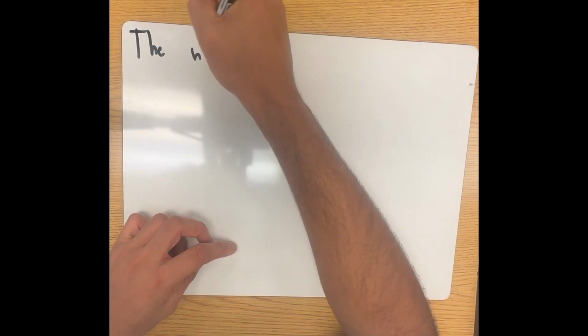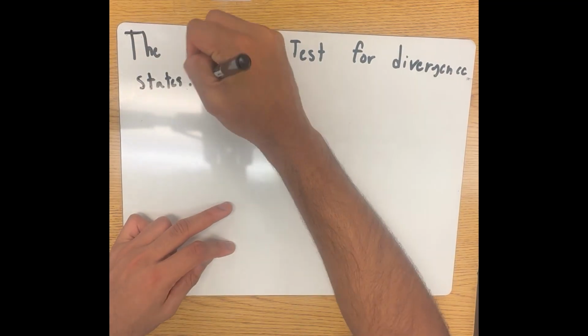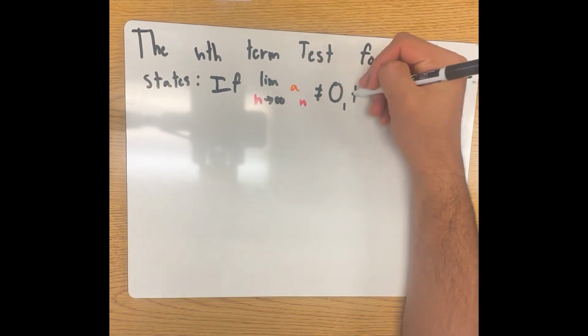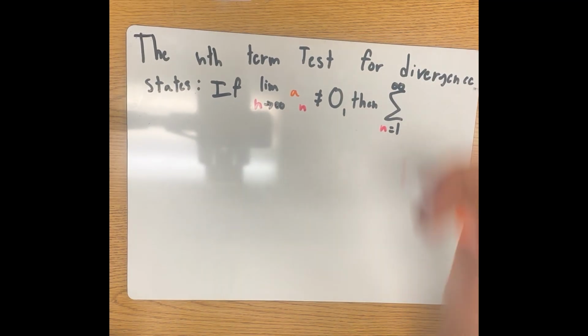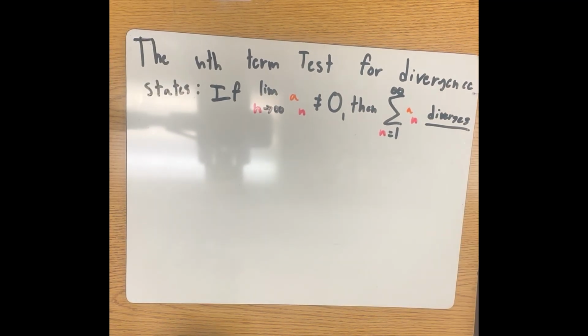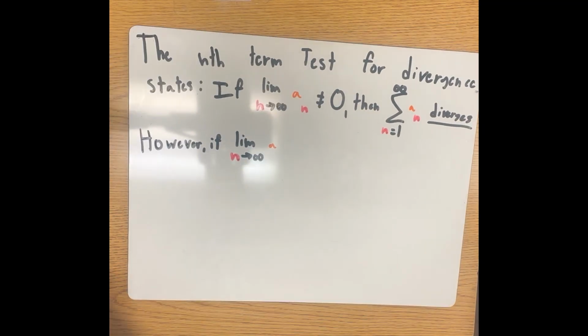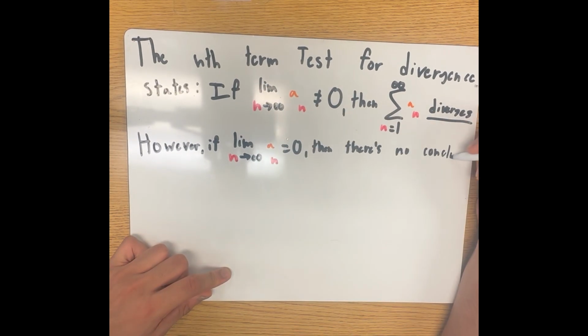The n-term test for divergence states, if the limit as n approaches infinity of a sub n is not equal to 0, then the sum from n equals 1 to infinity of a sub n diverges. However, if the limit as n approaches infinity of a sub n is equal to 0, then there's no conclusion about the series for convergence or divergence.